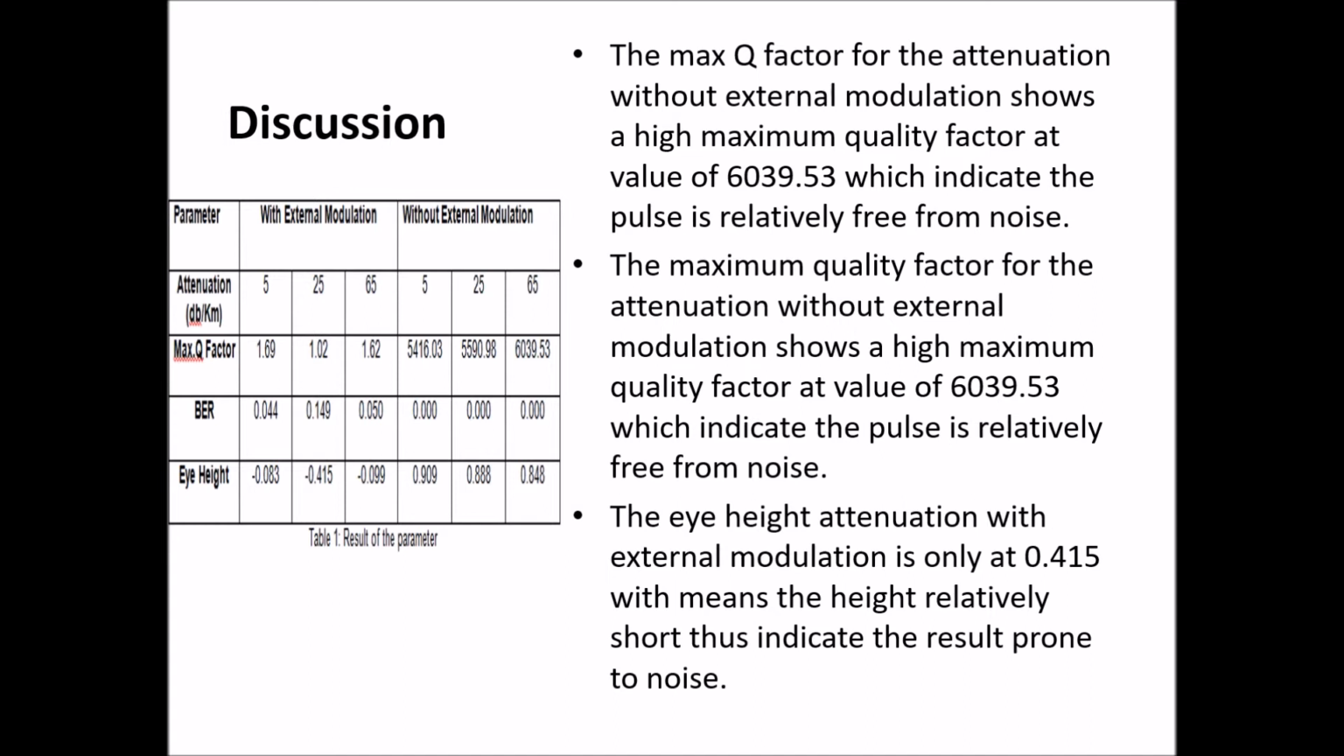Okay, from the comparison between the attenuation with external modulation and the attenuation without external modulation, the result shows the attenuation with external modulation is more affected by noise during the transmission compared to the attenuation without external modulation, due to the external modulation using a higher wavelength, making the transmission more prone to noise. Okay, thank you.